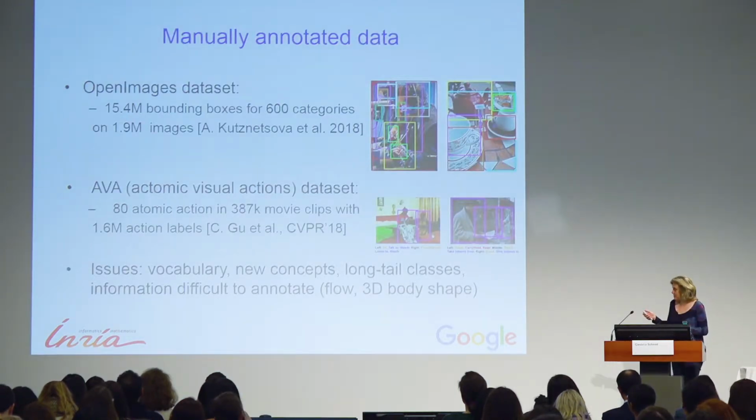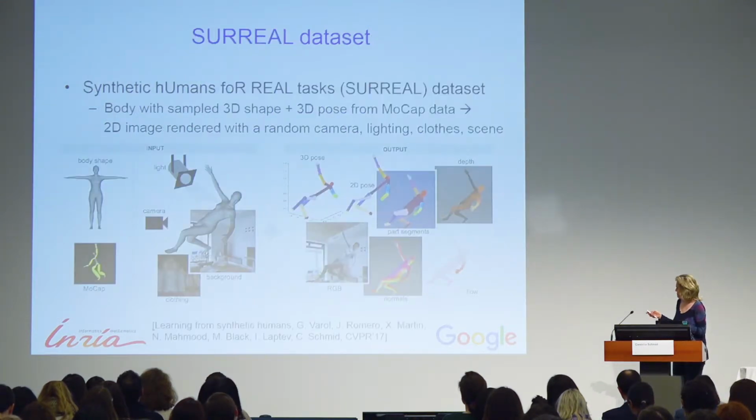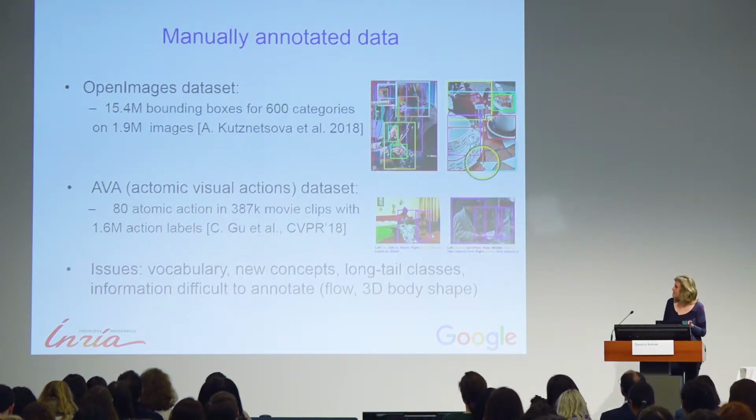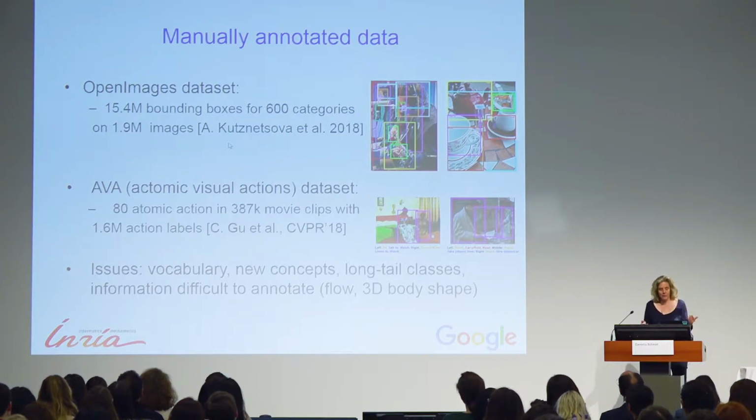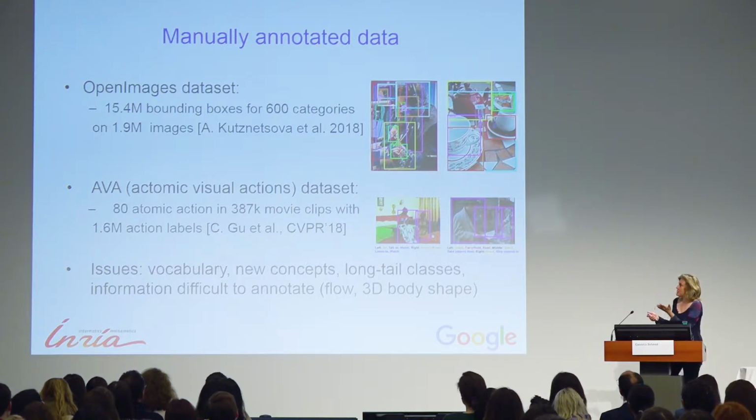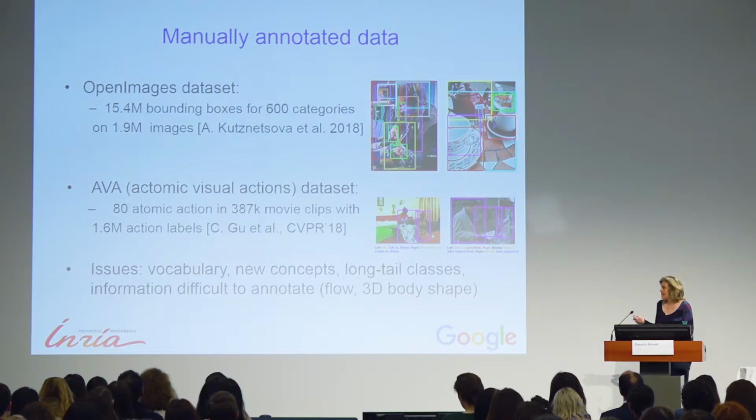Okay, so annotated data. There's loads of manually annotated data. There's, for example, the Open Images data set where you have many bounding boxes for 600 categories. I have recently been working on the AVA data set, which is atomic visual actions. So again, we have a lot of annotated data.